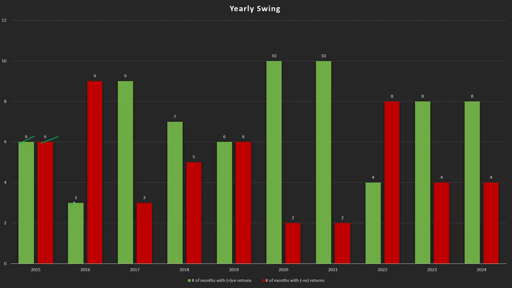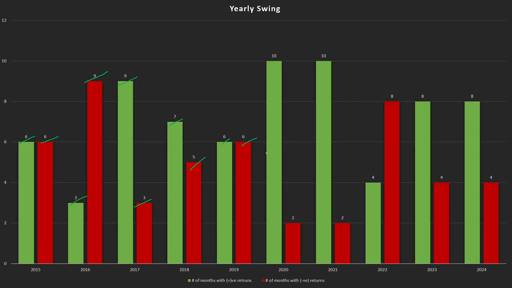2016 was not good for the sector, only 3 months positive, 9 negative. 2017 was a total opposite of 2016. It was a good year for the sector, and 9 months gave positive returns and only 3 gave negative returns. 2018, 7 positive and 5 negative. 2019, 6 positive, 6 negative.